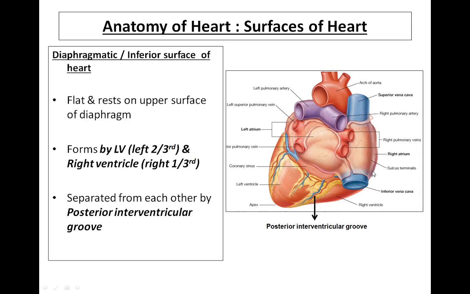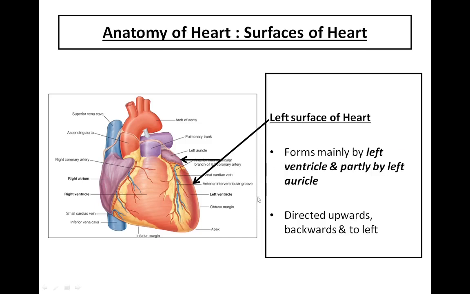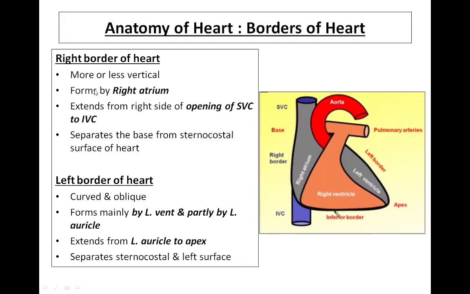If we see the heart from the back side, the posterior aspect, this is the superior vena cava, this is the inferior, and this is our right border. So the right border separates the base of the heart from the sternocostal surface. Clear? This is our right border, this is the sternocostal surface, and posteriorly we can see the base of the heart.